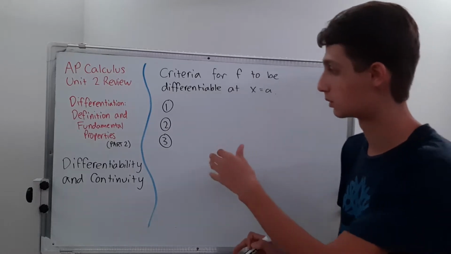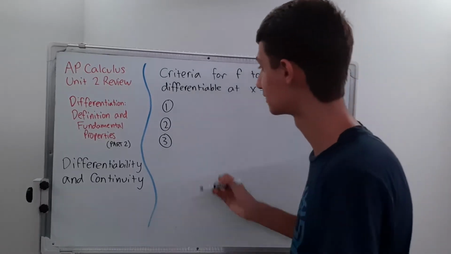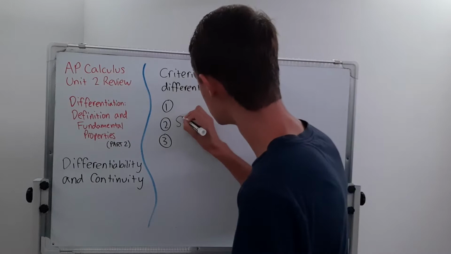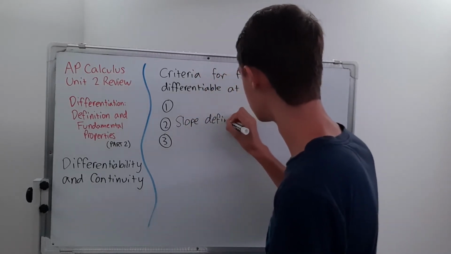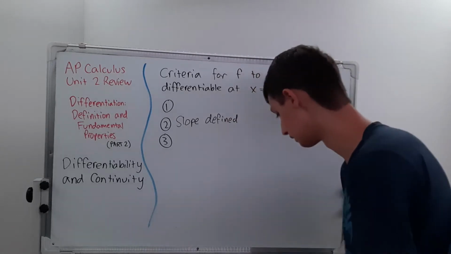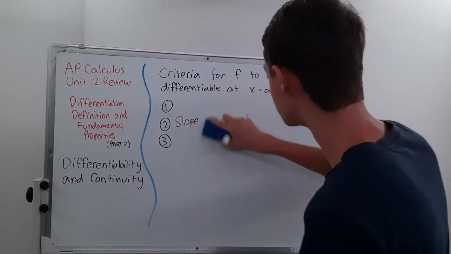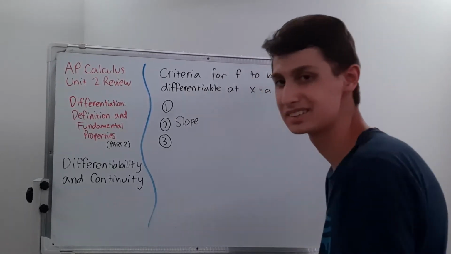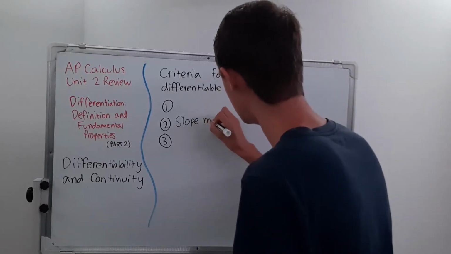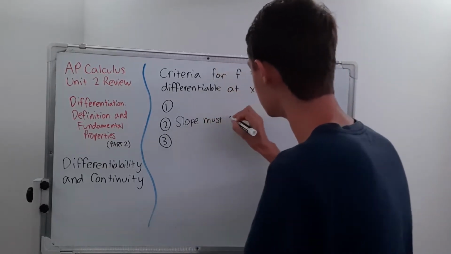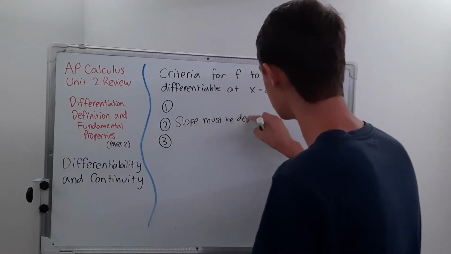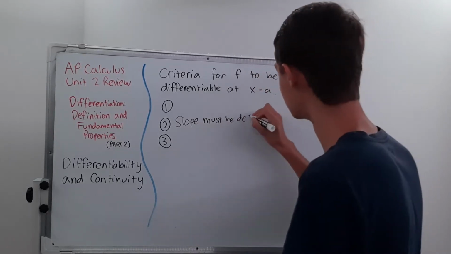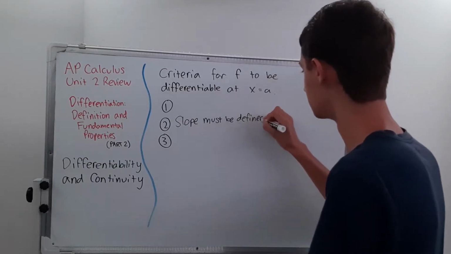The first one I'm going to put is the second one, and that's pretty easy. Your slope must be defined, and that should be pretty straightforward for you. If the derivative is the slope, and you want the derivative to be defined, then you have to have your slope to be defined as well. So your slope must be defined.